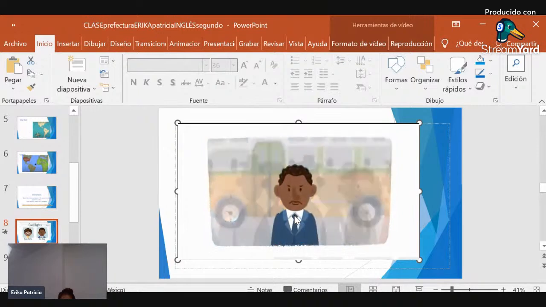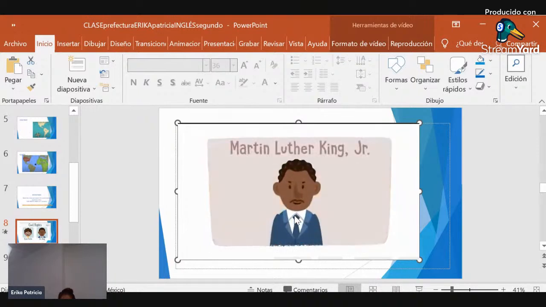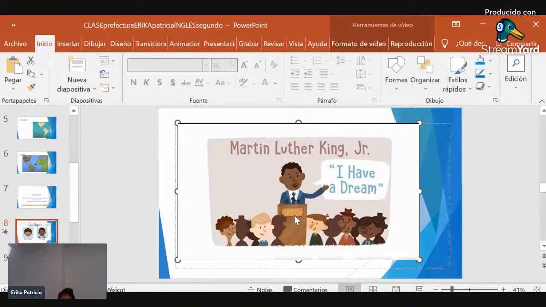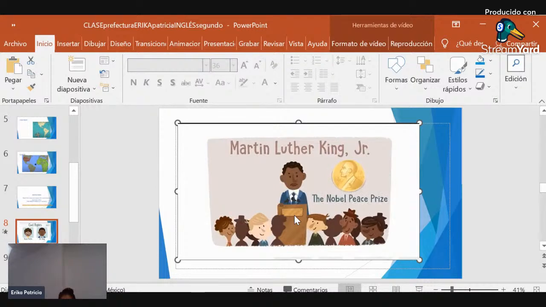Martin Luther King Jr. was also an activist and leader in the civil rights movement. He led many marches and gave many speeches about equal rights for all. His most famous speech was called, "I Have a Dream." Later, Martin Luther King Jr. won the Nobel Peace Prize for his successful efforts.